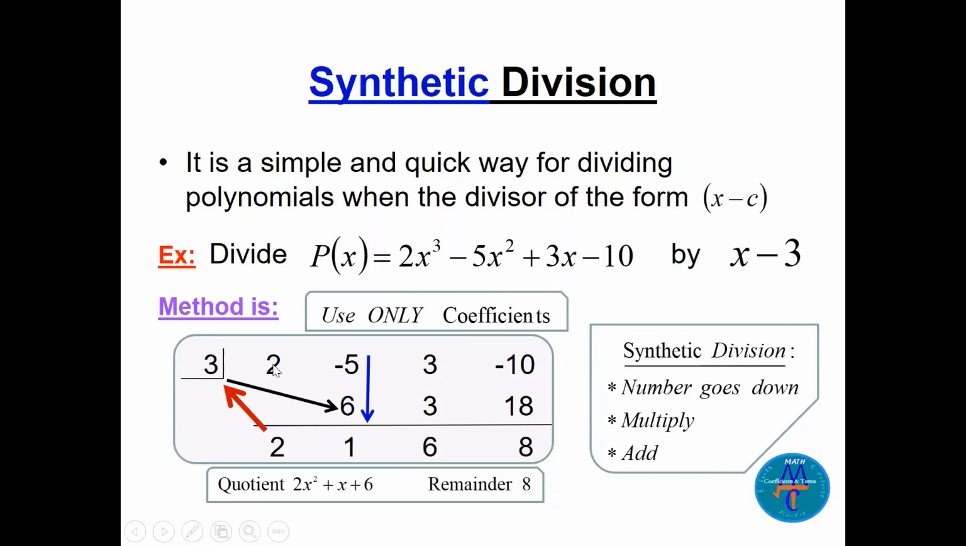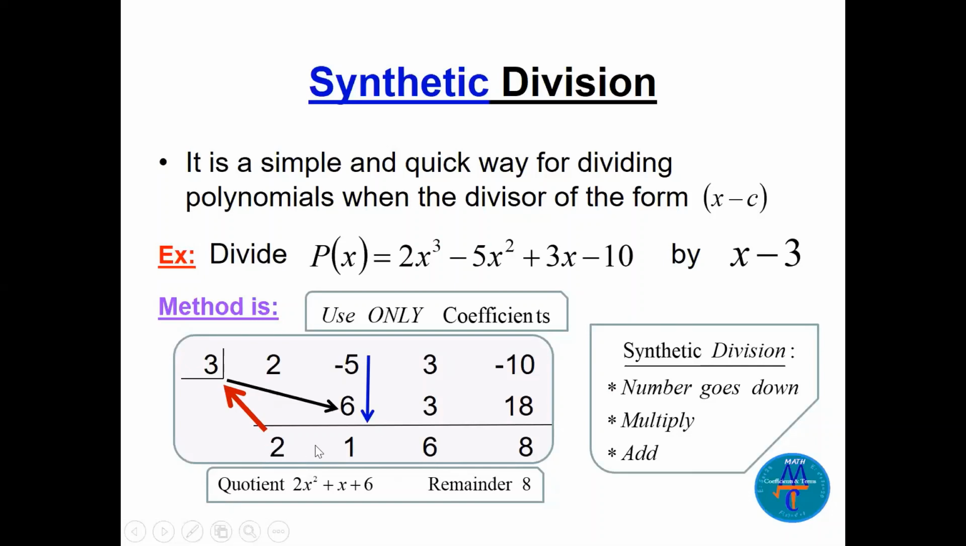So what will happen here? I bring the 2 down. See, number goes down. So this 2 will go down. Then I go with this arrow, multiply. See, multiply here. Now this will be 6. Then I add. Minus 5 and 6 becomes 1. Then I repeat the process. 1 times 3, 3. You add 3 and 3, 6. 6 times 3, 18. You add 18 and minus 10, 8. The last number is the remainder, easily.